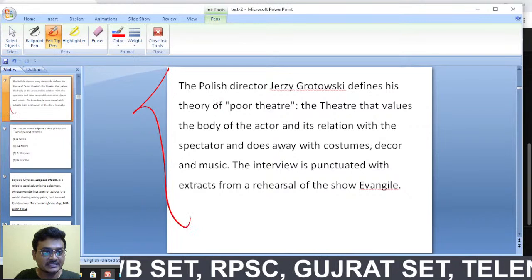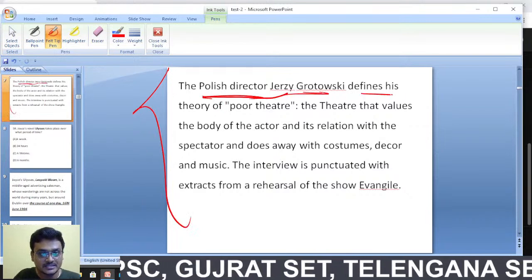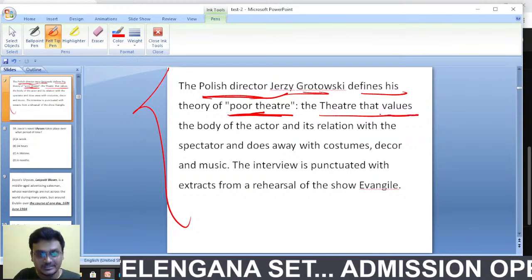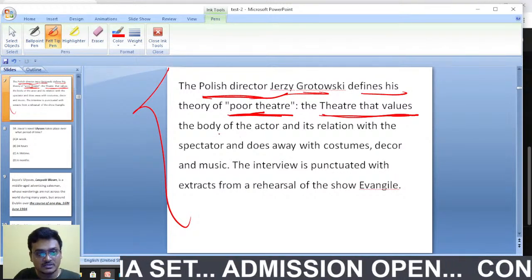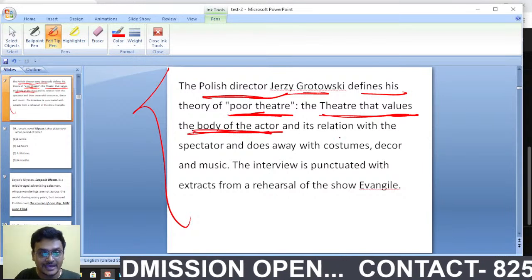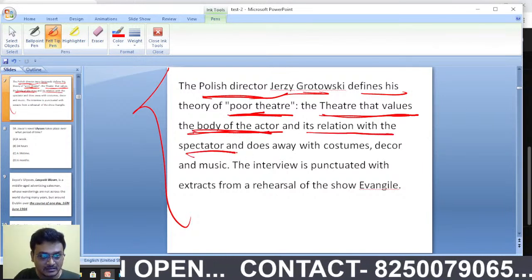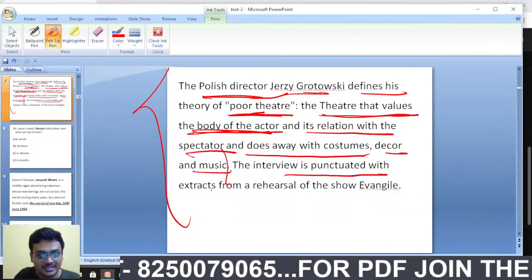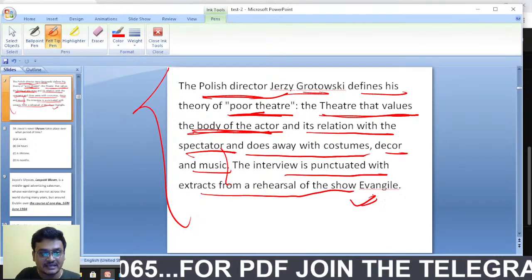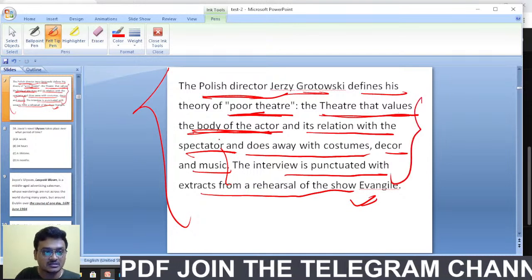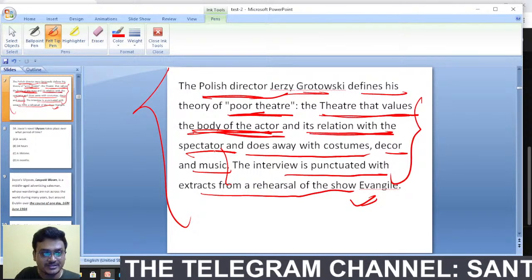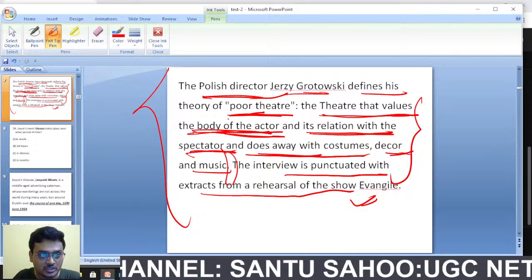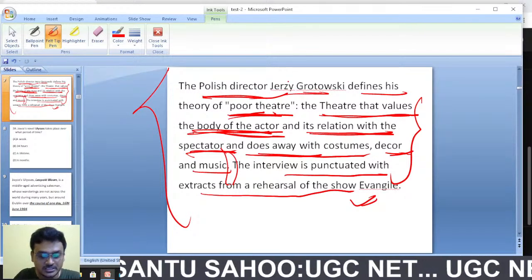Here you see, the Polish director Jerzy Grotowski defines his theory of poor theatre, the theatre that values the body of the actor in its relation with the spectator and does away with costumes, decor and music. The interview is punctuated with extracts from the rehearsal of the show Evangel. Poor Theatre is by Jerzy Grotowski.